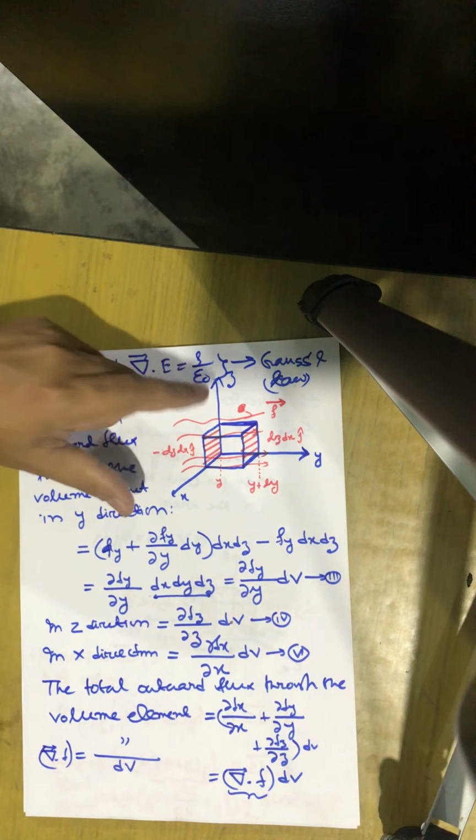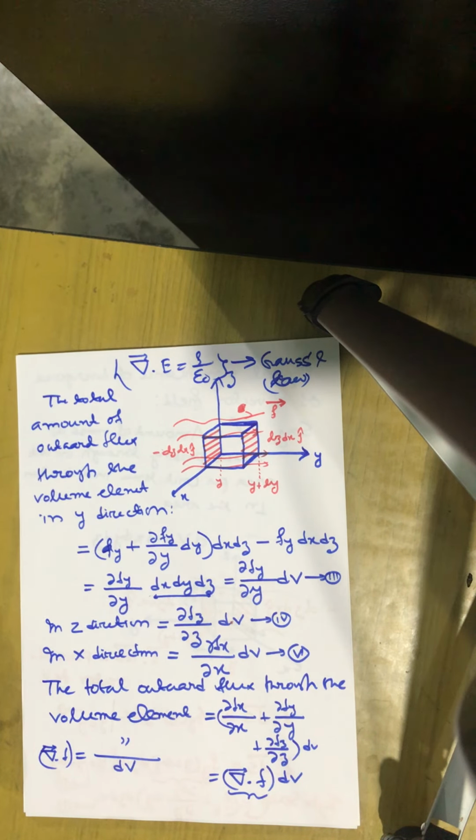So this divergence quantity has a physical meaning, and it represents the total outward flux of any vector field per unit volume in a region or at any point of that vector field. You have to remember this definition or this physical meaning.